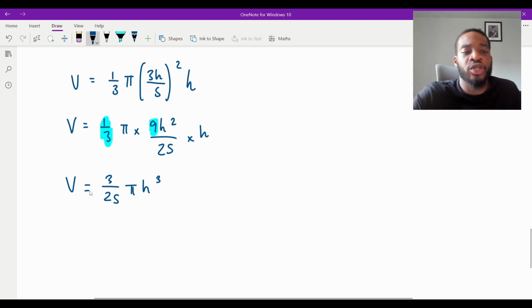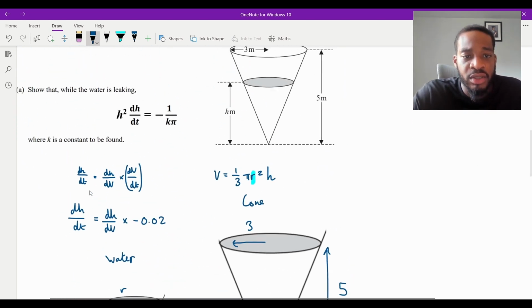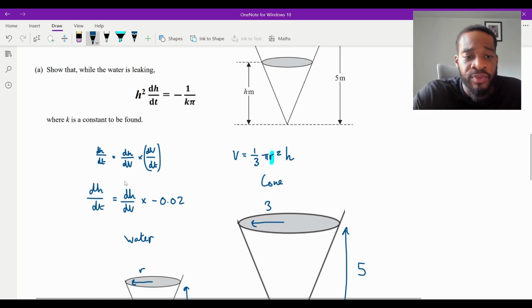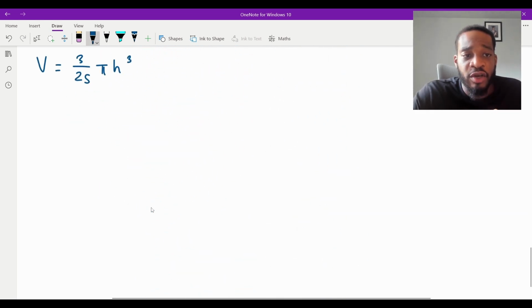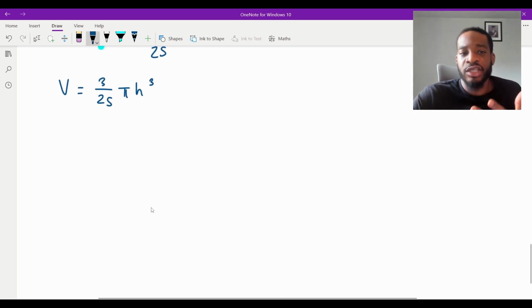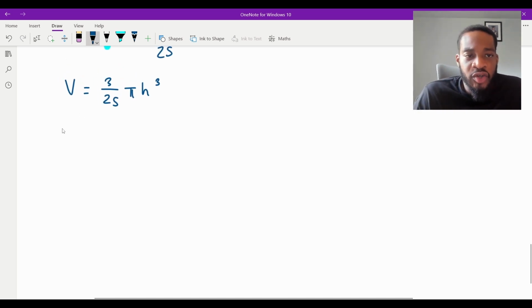Now remember what the question is asking us for. Remember, we want to figure out what dh/dv is, right? So now I know what V is in terms of h. I can differentiate it, right? I can differentiate V with respect to h, and that will give me dV/dh, and then I just flip it over. So differentiating that is going to be dV/dh.